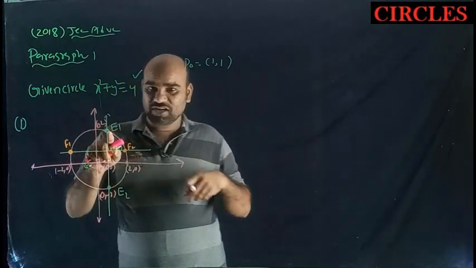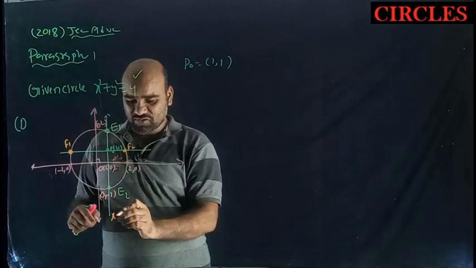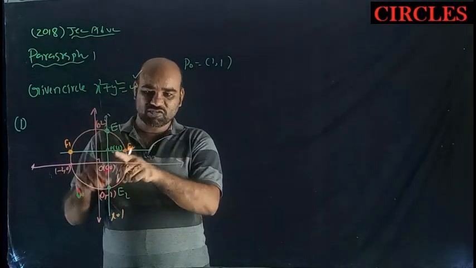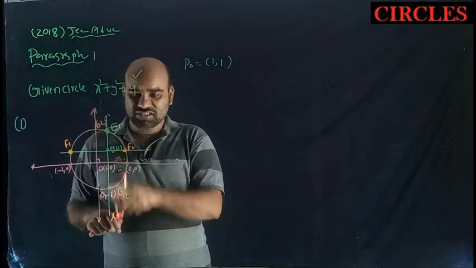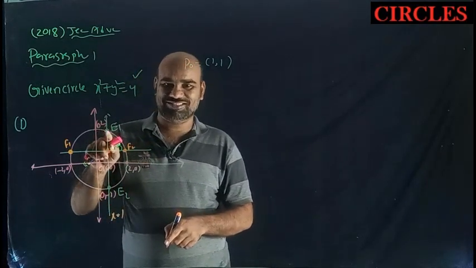So I want the E1 coordinates. What is the equation of this line? x equal to 1 only. The line is passing through 1, 1 parallel to the y-axis, no? The line x equal to 1. Solve the line x equal to 1 and the circle, you get the E1 coordinates.